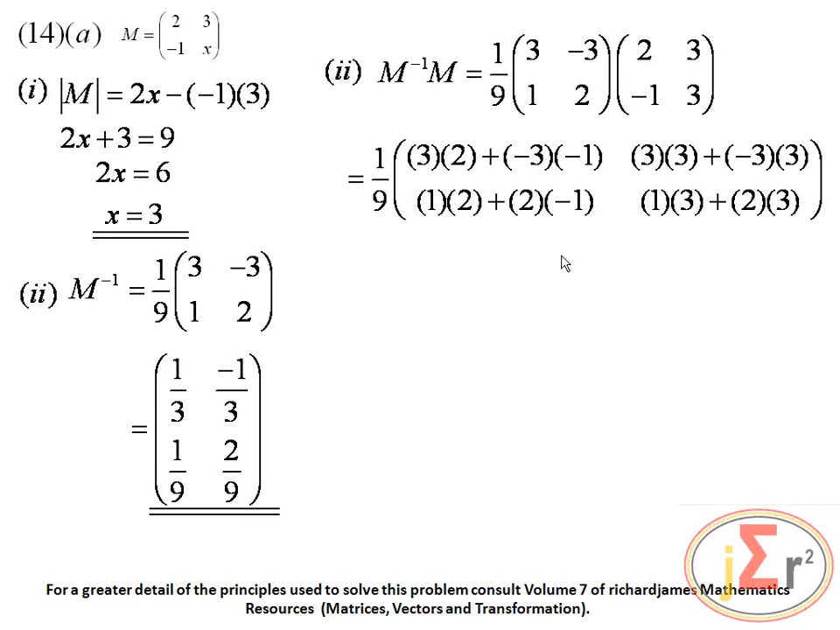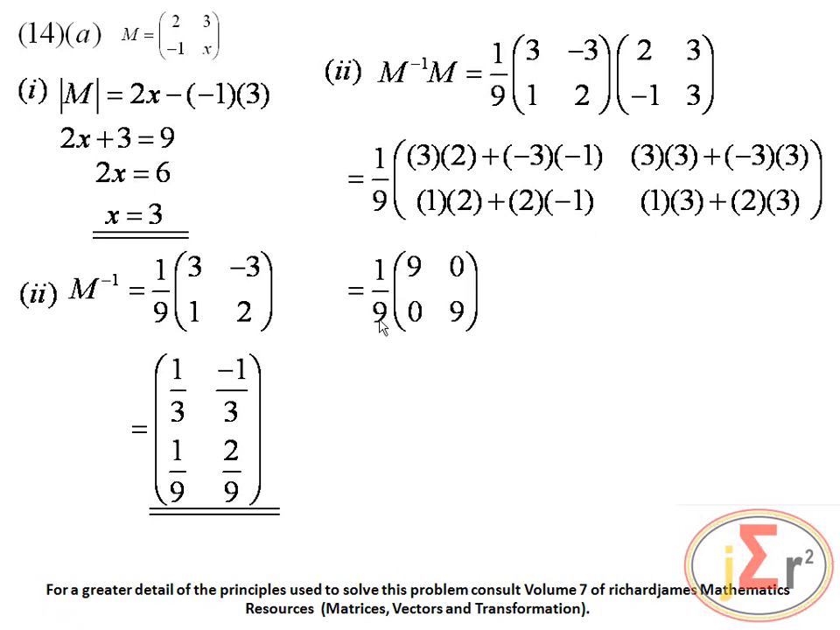Right. And when we put all that together, we will get 6 plus negative times negative is positive. We have 6 plus 3, that is 9. 9 minus 9 is 0. 2 minus 2 is 0. 3 plus 6 is equal to 9. So we have 9, 0, 0, 9.